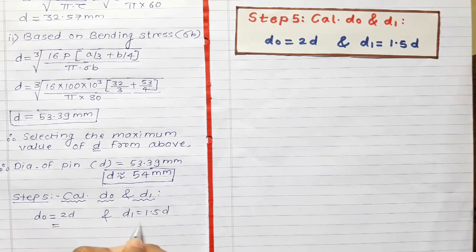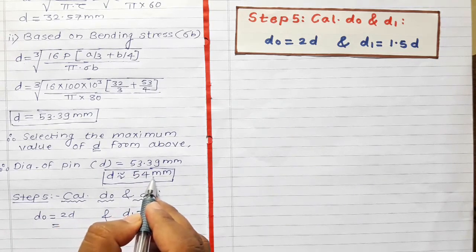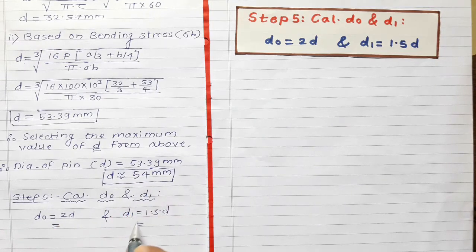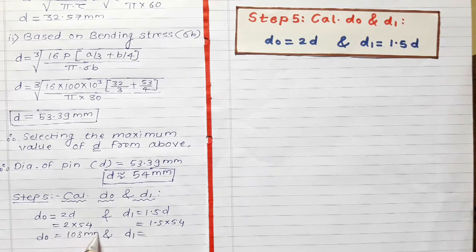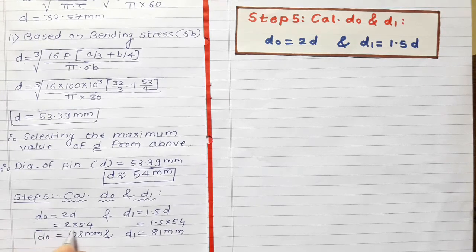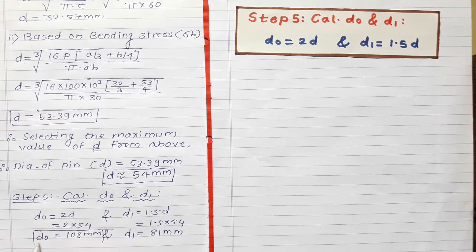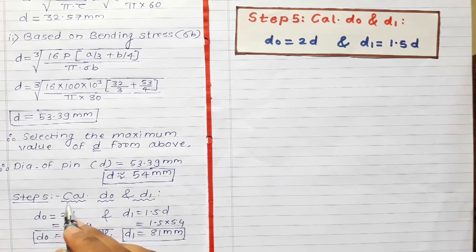Now let us put the value of small d as 54 mm in these two equations and calculate D0 and D1. So after calculation, we will get the answer of D0 as 108 mm and the answer of D1 as 81 mm. So this is the outer diameter of fork and eye, and this is the diameter of pin head. So with this calculation we have completed step number 5.